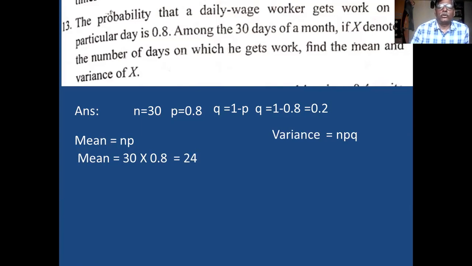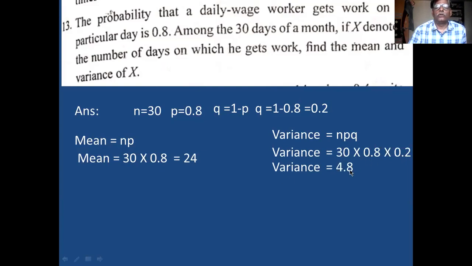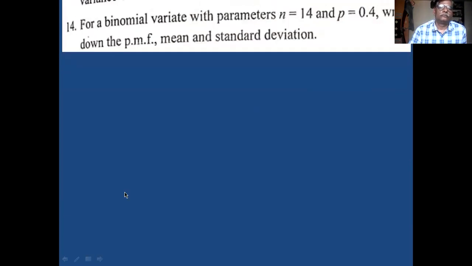N into P into Q. 4.8. Okay. 30 into 0.8 into 2 is equal to 4.8. Any doubt? No, sir. Come to the next problem.